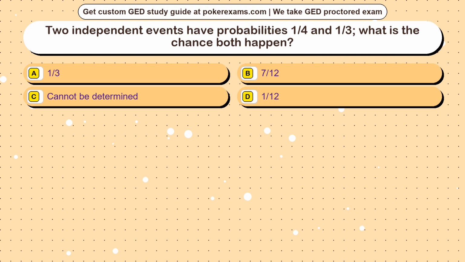Math GED Prep. Question 1. Two independent events have probabilities 1/4 and 1/3. What is the chance both happen? Option A: 1/3. Option B: 7/12. Option C: cannot be determined. Option D: 1/12.